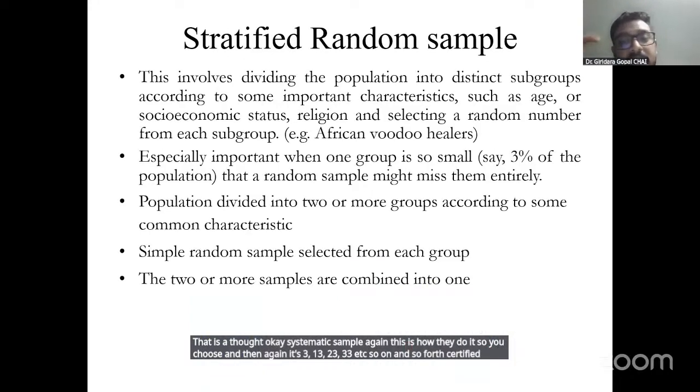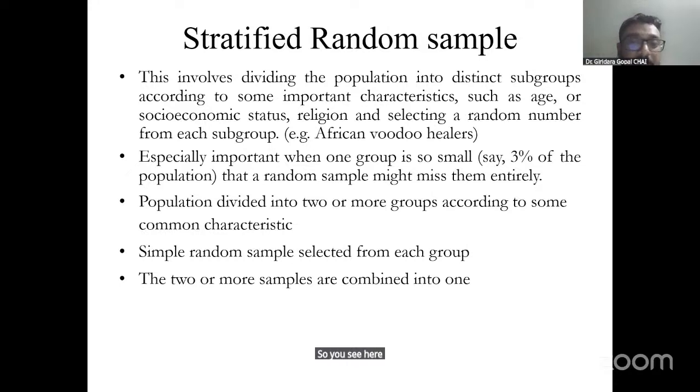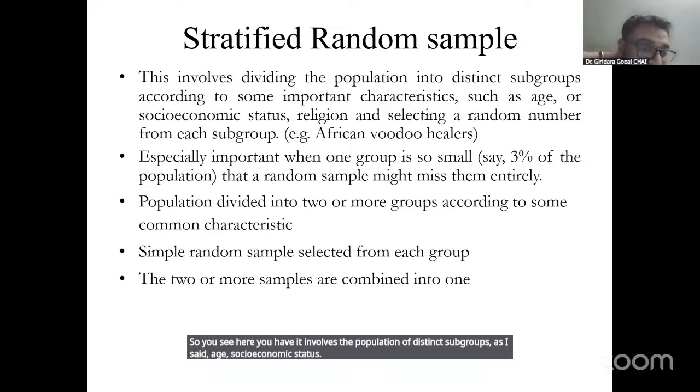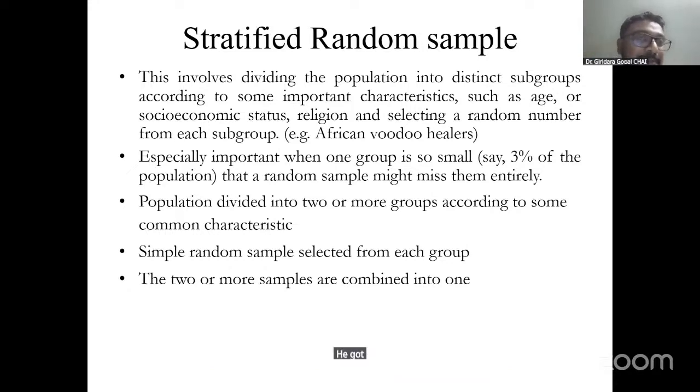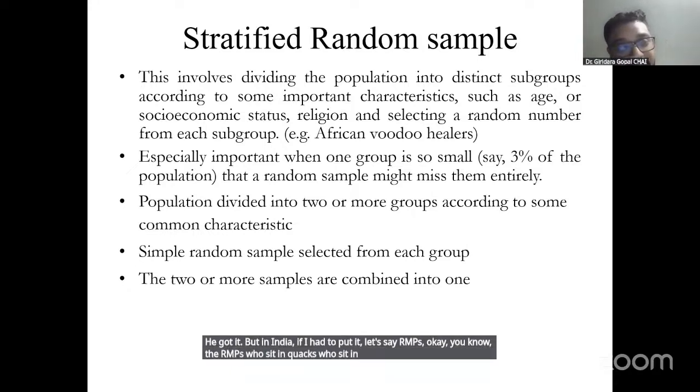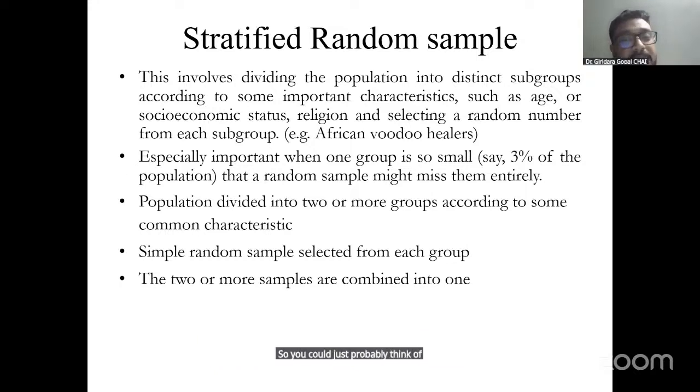Stratified sample, again, you have multiple groups, and different layers of choosing. It divides the population into distinct subgroups, as I said, age, socioeconomic status, religion, and then selects a random number from each subgroup. Again, this is a very specific and a very funny example: African voodoo healers. I think I got this from a colleague of mine elsewhere, so I'm not entirely sure where he got it. But in India, let's say RMPs, the quacks who sit at your village level. You could think of doing a stratified random sample in that case.